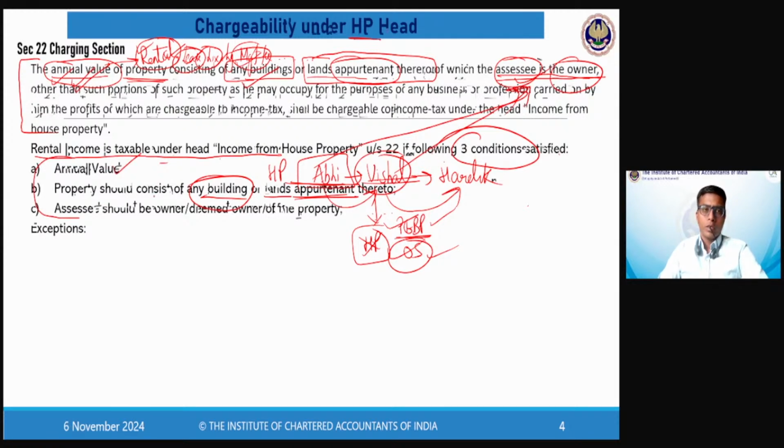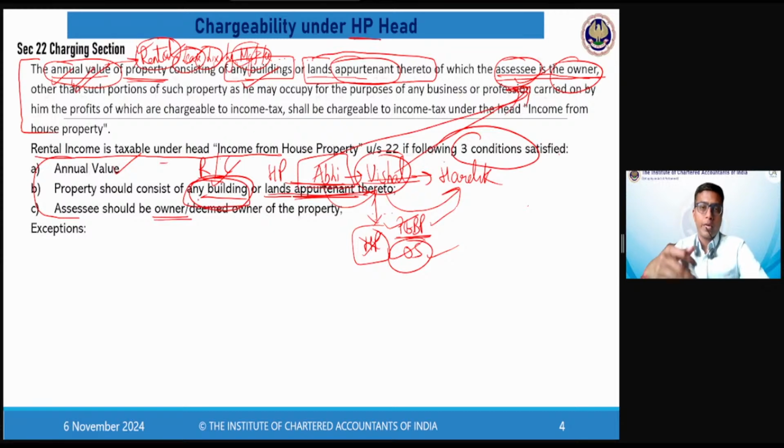So it is annual value, it is from building or land apportionment. For the time being, let us keep land apportionment aside. It is from building. Which building? Residential, commercial, any building, right? And of which you are the owner. So all three conditions are satisfied. Still, it is not taxed under the head HP. That means it is an exception, what we are discussing.